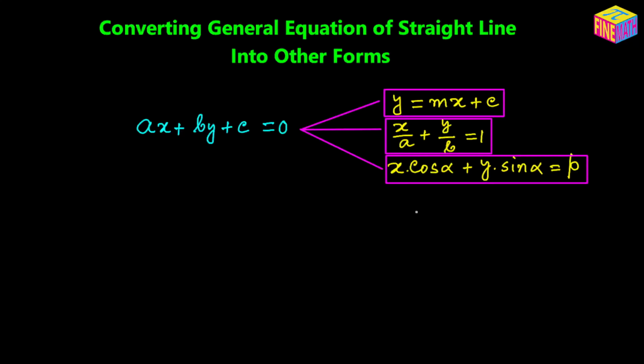And the third form is x cos α + y sin α = p, where p is the perpendicular distance from origin to the straight line and α is the angle that the perpendicular line creates with the positive direction of x-axis.